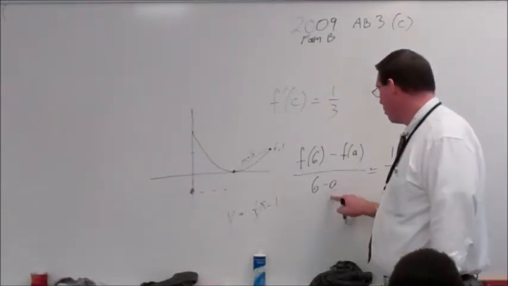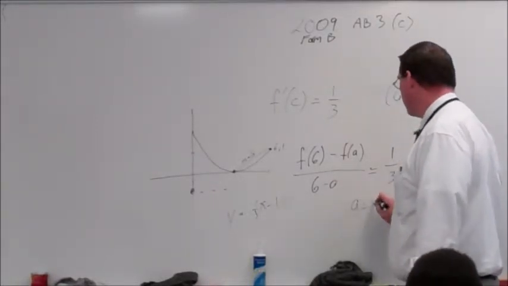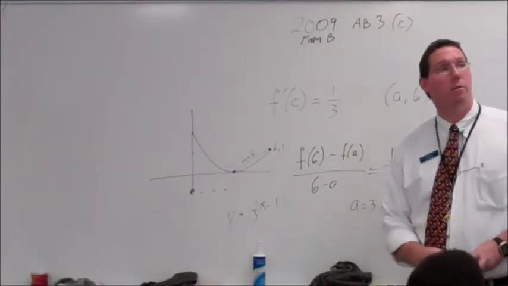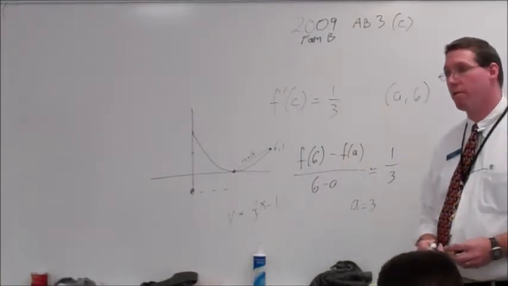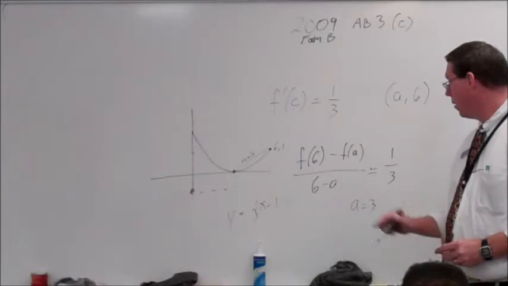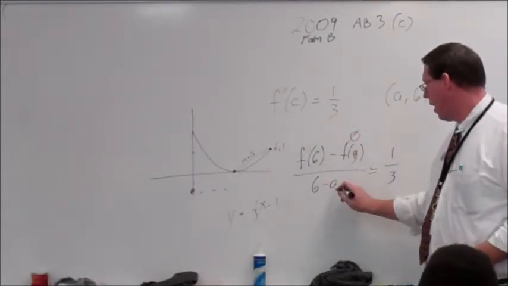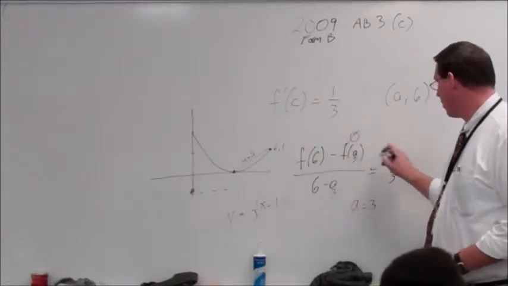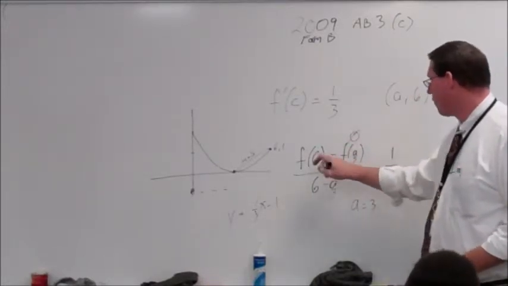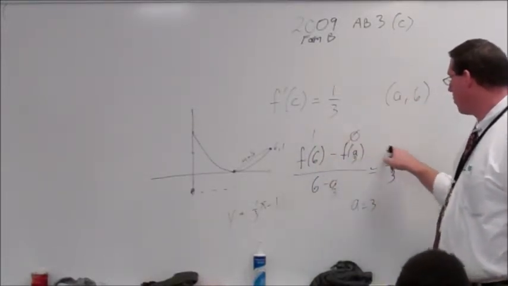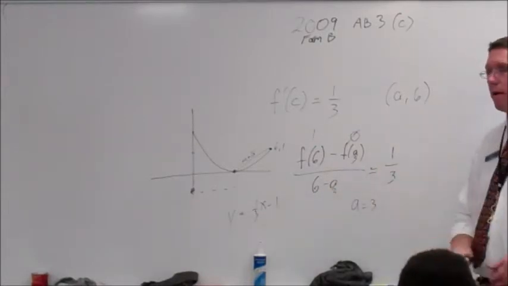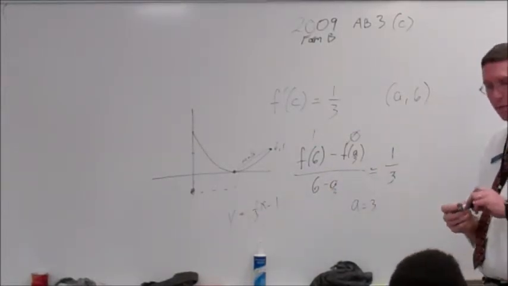Okay? And here we know that a is going to be equal to 3. Yes, there is a value a on the interval from -4 to 6. It is 3. Okay? Because f of 3 is 0, and a is 3. f of 6 is 1, so 1 minus 0 is 1. 6 minus 3 is 3. Okay? Does that make sense?